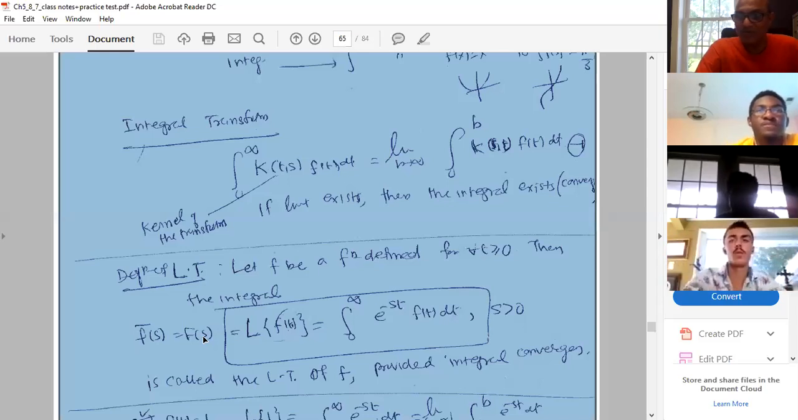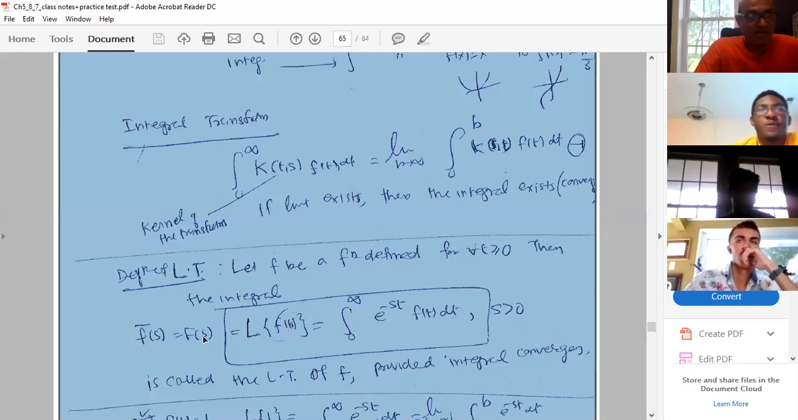You are coming back to your function f of t, right? So that's what we mean by the transformation. That's what we mean by the Laplace transform and its inverse Laplace transform. Right now, let me just focus on the Laplace transform. Let f be defined for all t greater than or equal to 0, which means the interval is 0 to infinity.